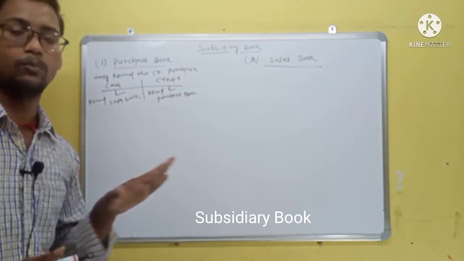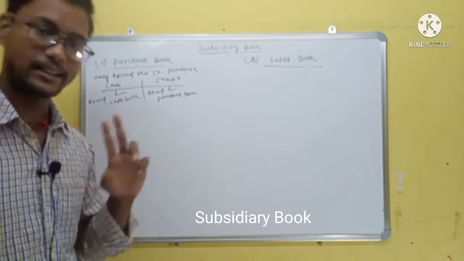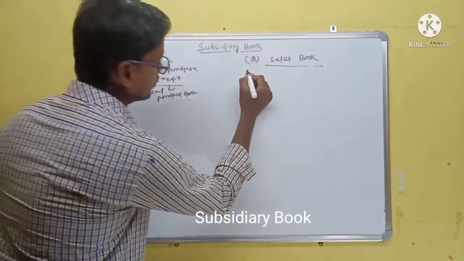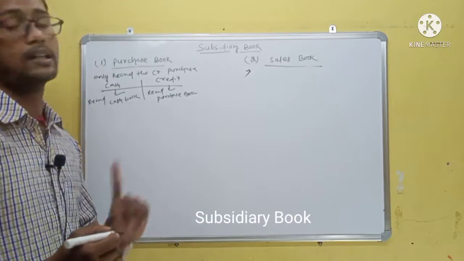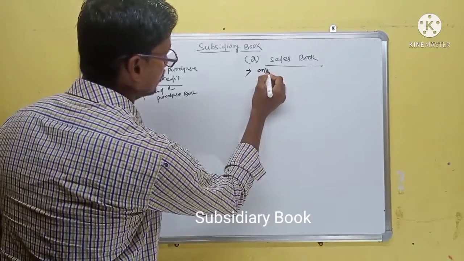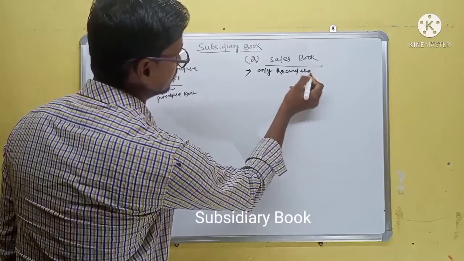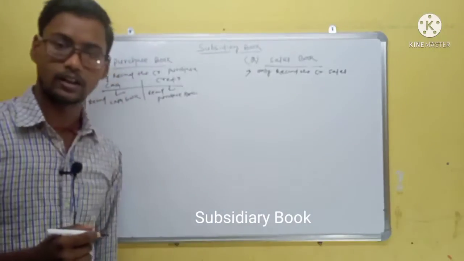Similarly, the sales book is a type of subsidiary book. There are two types of sales: one is cash sales and the other is credit sales. Only credit sales are recorded in the sales book.